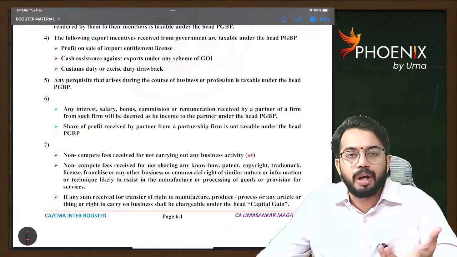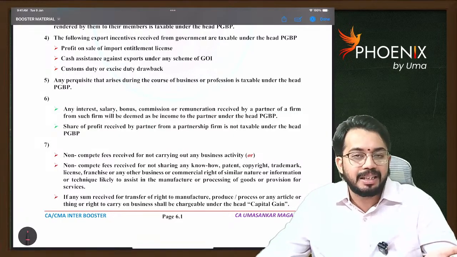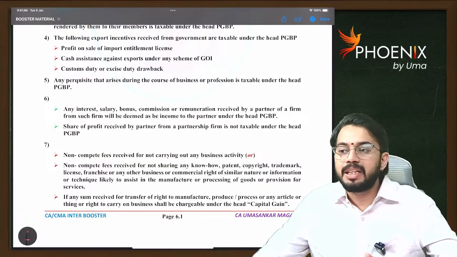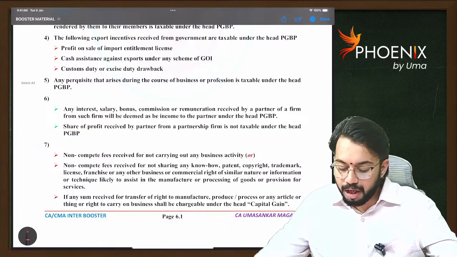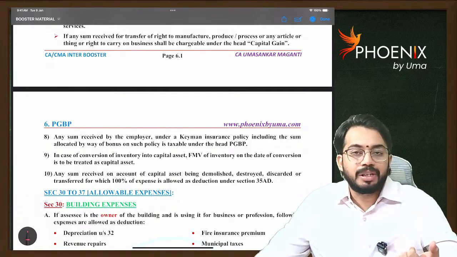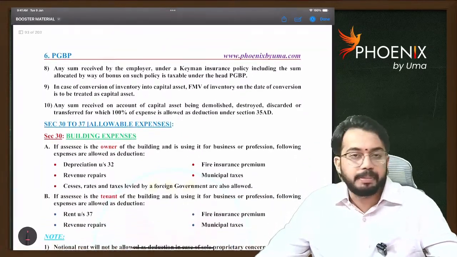Keyman insurance policy compensation, if it is received by the employee, is taxable under salaries. If it is received by the employer, it is taxable under PGBP. If it is received by family members of the employee, then it is taxable under income from other sources. Non-compete fees is also important. If any non-compete fees is received, that is taxable under PGBP.